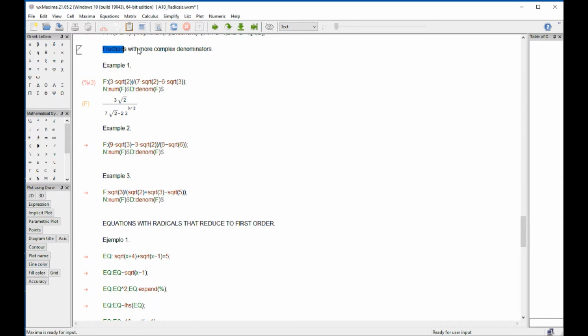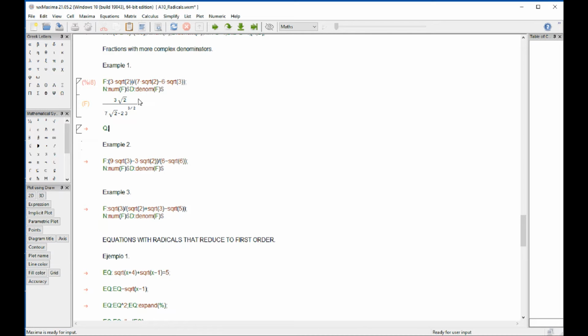We're going to present here fractions with more complex denominators, starting with this one right here. And what we need is to eliminate square roots from this denominator. I'm going to create a quantity q, which is going to be the same as that denominator, but with a plus sign.